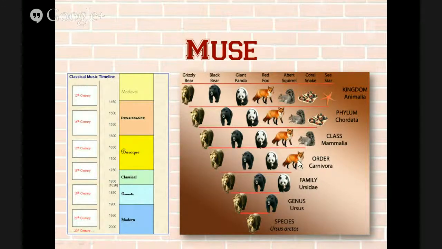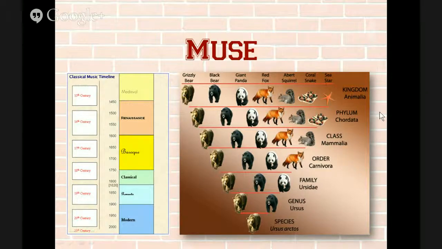eat meat. And then if we back up even further, we have class Mammalia, mammals, so you can see that all these are mammals. Phylum Chordata, I'm not exactly sure how these are classified, but I do know that kingdom Animalia, as it sounds, is the kingdom of animals, so you can see that these are all animals.